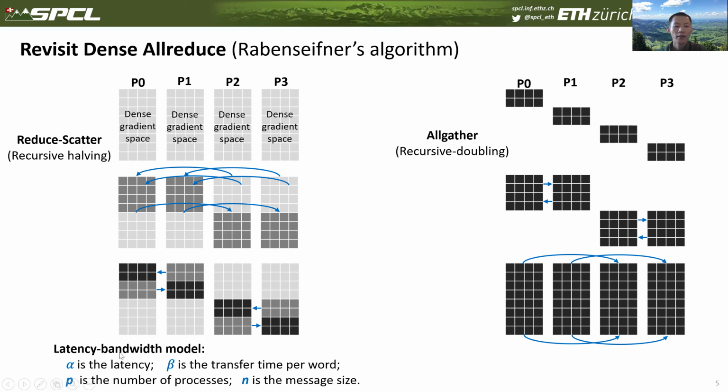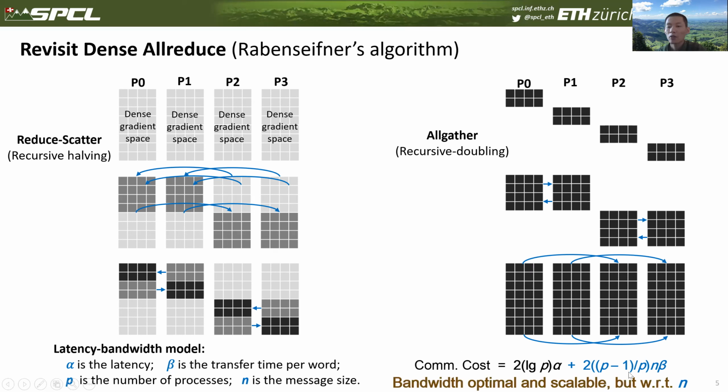Here we use the simple latency-bandwidth model to analyze the communication cost, in which alpha is the latency, beta is the transfer time per word, and P is the number of workers, and N is the message size. So the communication cost for Rabenseifner's algorithm is modeled by this formula. We can see the bandwidth overhead is approximately equal to 2N, which is optimal and also very scalable. But here, N is the number of parameters in the model. Therefore, for large model training, the communication cost for dense Allreduce is very high.